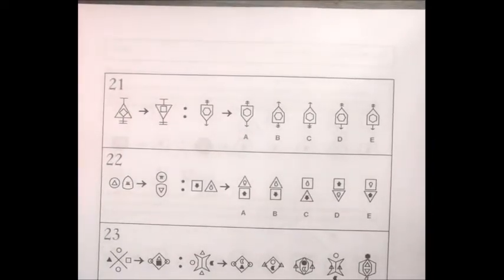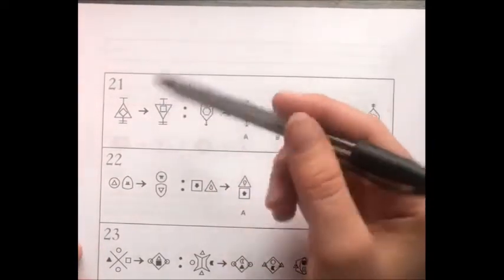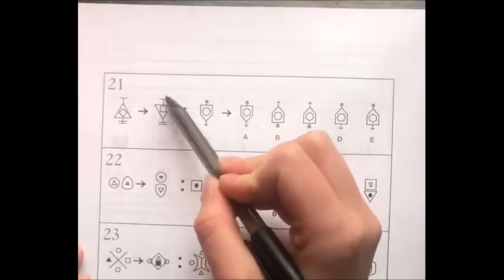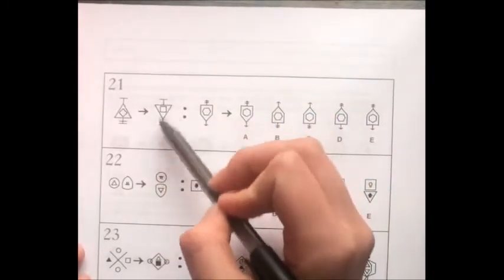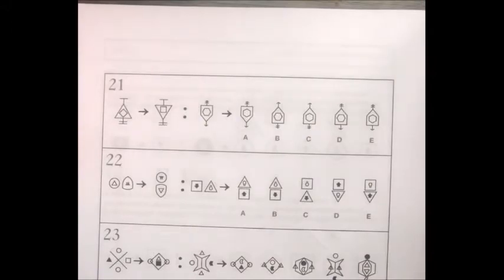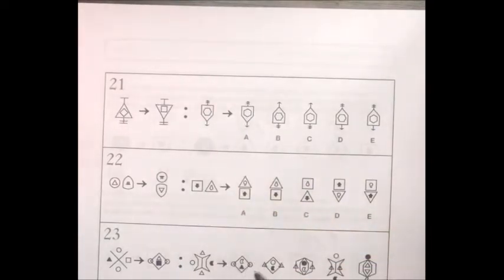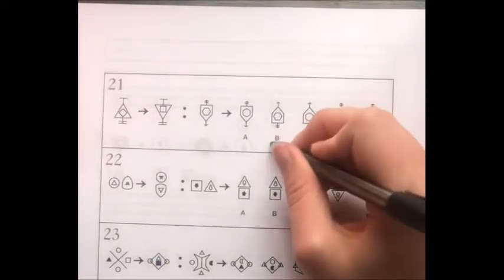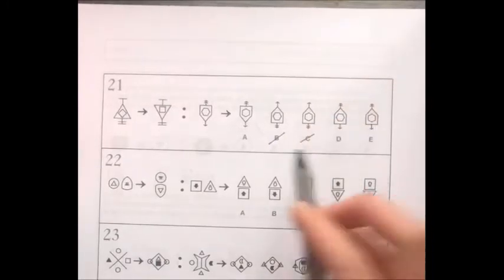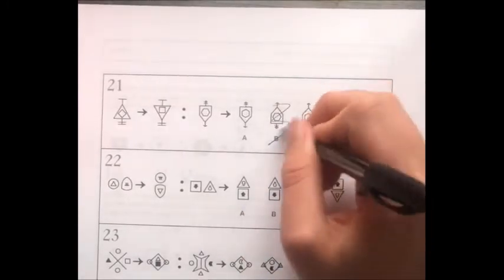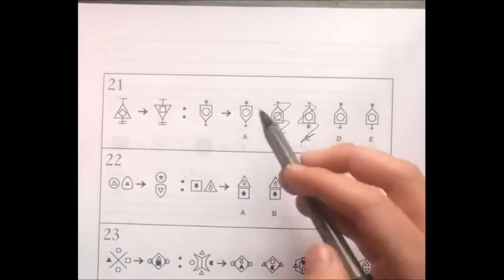So, question 21. Here we can see that immediately these end stripes, if you will, are all the same. So therefore we'd expect these arrow things at the top and the bottom to remain the same. So we can quickly get rid of B and C. So A, D and E are what we're left with.